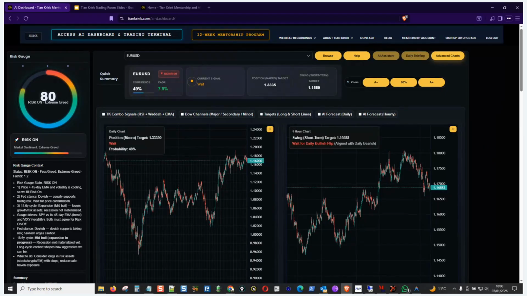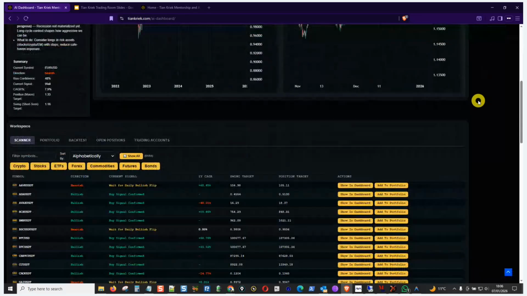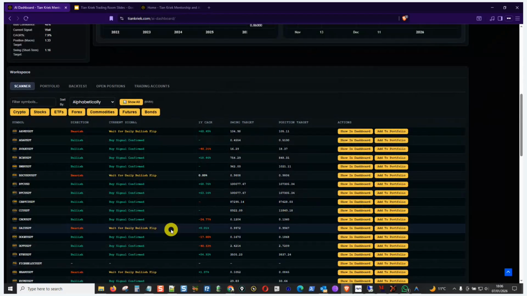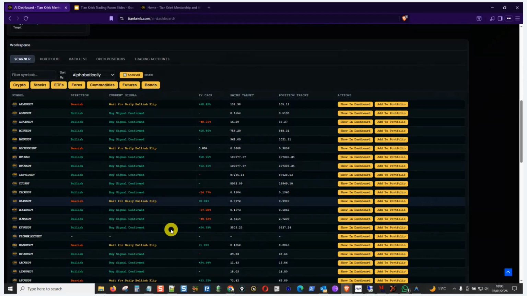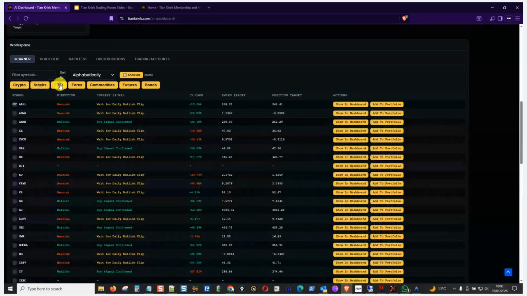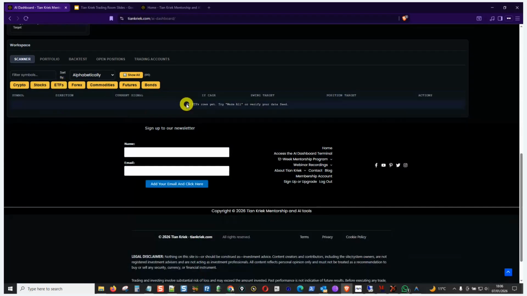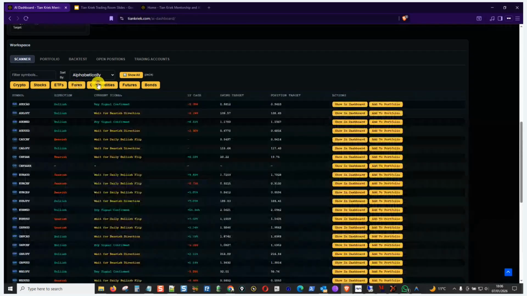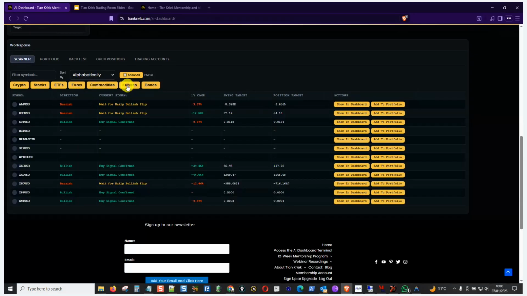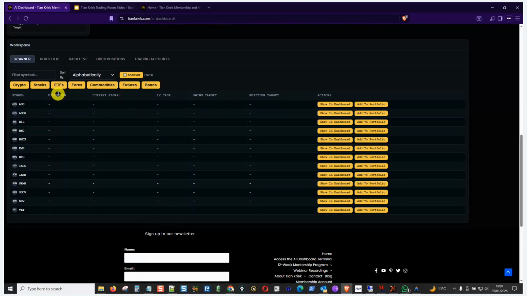We specifically designed it like that just to make things easier for you and easier on the eye. So by default, the advanced charts will be loading. If you scroll down, then you will see the actual scanner. And here you can click on crypto, or you can click on stocks, you can click on ETF. ETFs are not loaded yet. You can click on Forex, commodities, futures, and bonds. Bonds also haven't loaded yet.